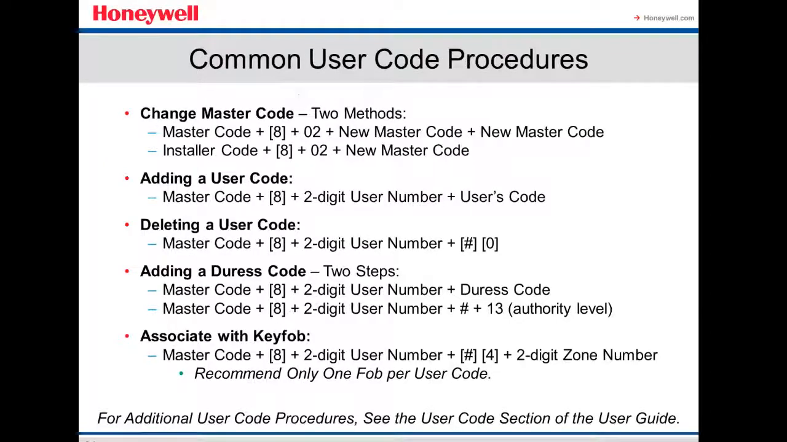This is common user code procedures. How to change the master code. How to add a user code. For example, to add a user code, you enter master code plus 8 plus the 2-digit user number plus the user code. This is how you add a user to the panel. And how you delete it, same thing, but at the end you press pound plus 0.